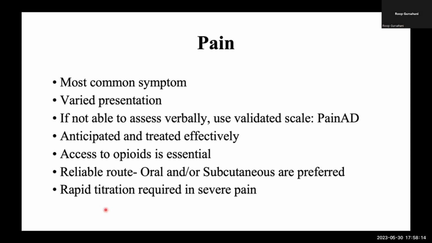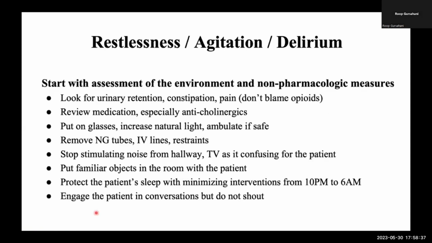Pain is the most common symptom. If you cannot assess it verbally, if the patient can't say it, then you use validated scales like PainAd, which uses non-verbal indicators. You have to have access to opioids. And as I said earlier, it preferably is the subcutaneous route, with maybe the requirement of titrating rapidly if there is severe pain. If the patient is restless, assess the environment, look for the 3 big ones: urinary retention, constipation, and pain. And in fact, very often the patient may be underdosed with opioids rather than the other way around.